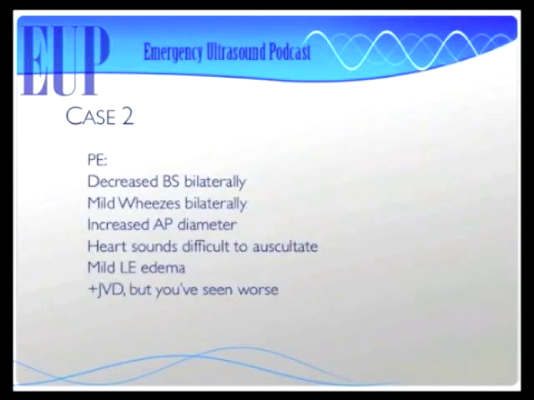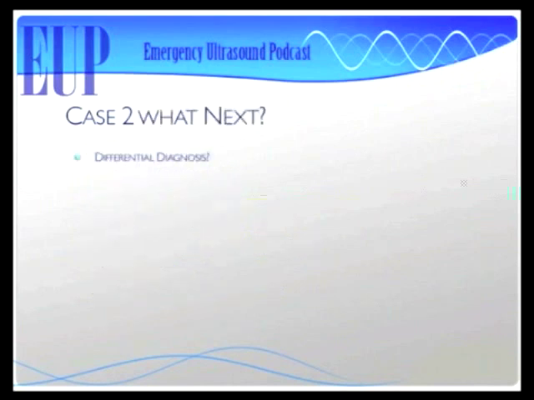So you do your physical exam. He's got some decreased breath sounds bilaterally, mild wheezes bilaterally, and increased AP diameter. His heart sounds are difficult to hear. He has some mild lower extremity edema. He's got some JVD, but you've seen worse. So what's your differential, Matt?